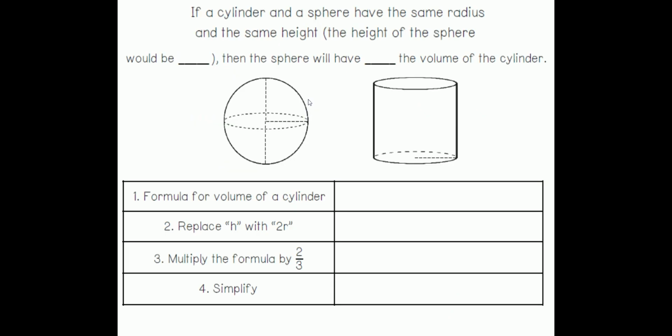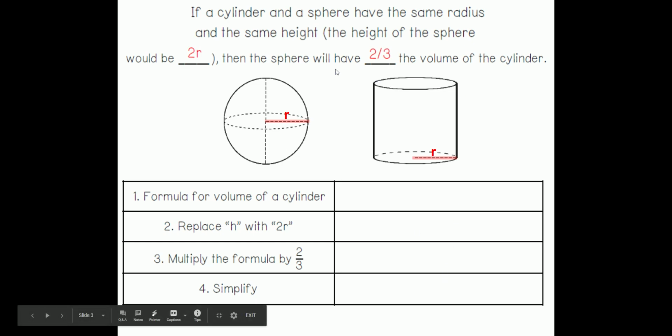Before we start some examples, we're going to do some quick proofs. So let's go ahead and fill these figures out. We've got a sphere and a cylinder that have the same height. So this is the radius right here of the sphere, and this is the radius of my cylinder. And it's stating that if a cylinder and a sphere have the same radius and the same height, the height of a sphere would be 2 radius, and I'll show you that later. Then the sphere will have 2/3 the volume of a cylinder. We're going to prove that in a moment.